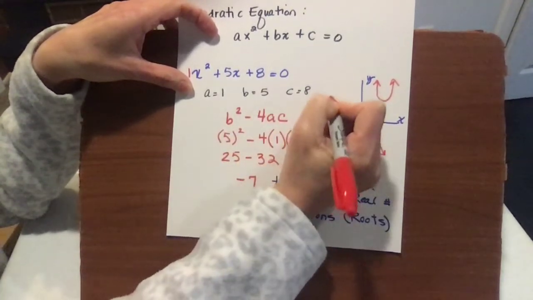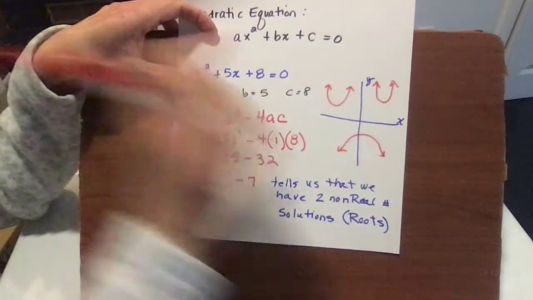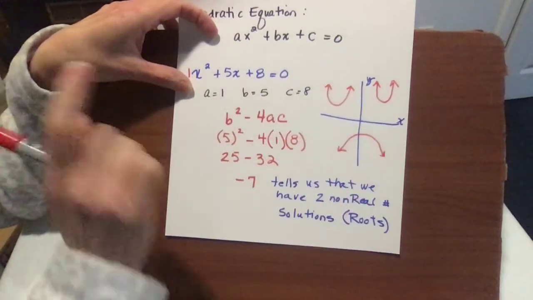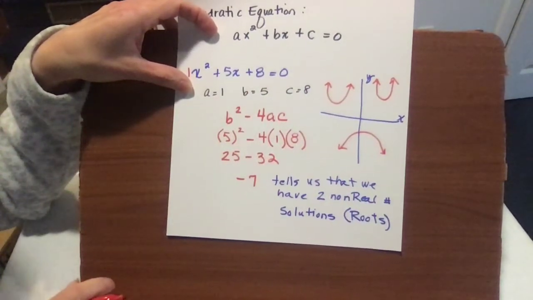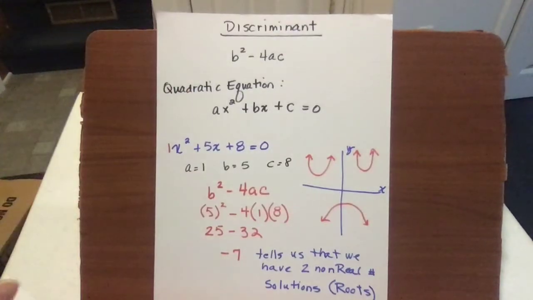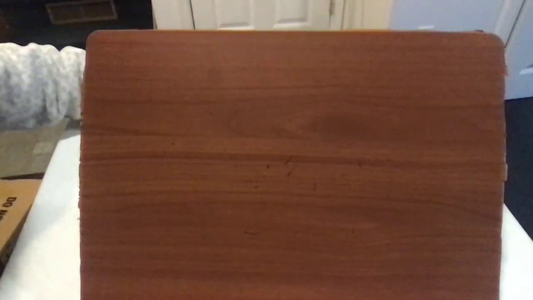It could look like this. Okay? And what you can see is they never cross the x-axis. And that's why we have what we call two non-real number roots or solutions. Okay? So when your discriminant is negative, no real number solutions. It would be an imaginary number.